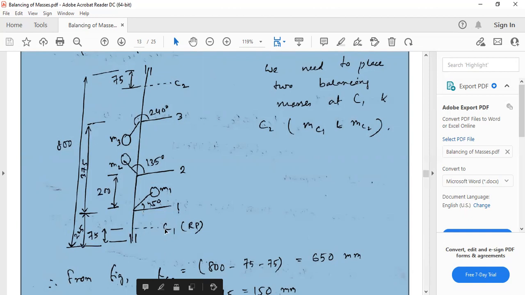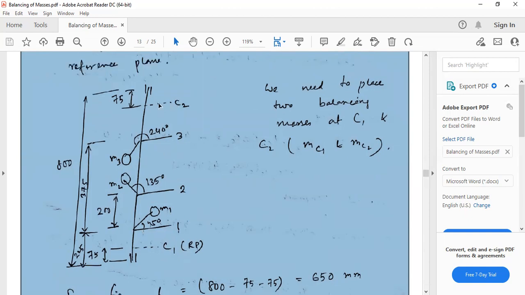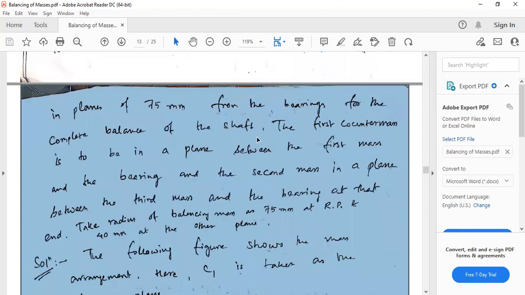Let's mark that point as C1. And another counter mass 75 mm away from the other bearing, let's mark that point as C2. So we have to place two counter masses. Let's write these masses as MC1 and MC2. MC1 will be placed here, MC2 will be placed here, at the radial distances of RC1 and RC2.